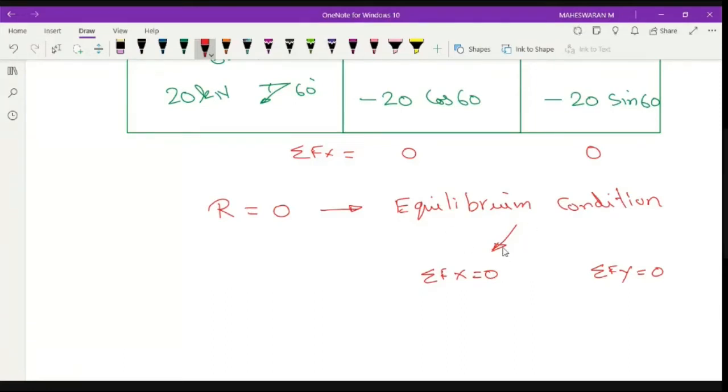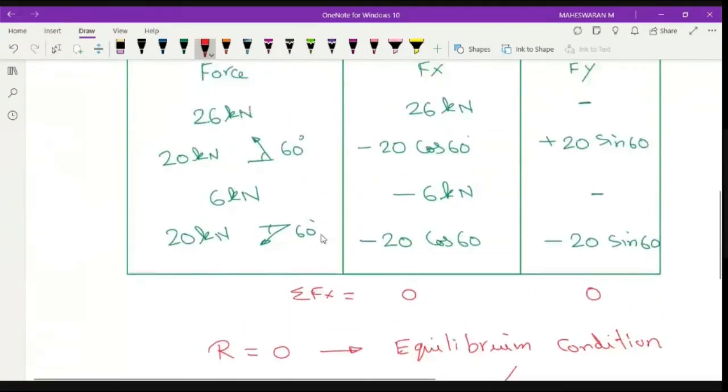What do you mean by equilibrium? Equilibrium is something which is at resting state, right? Your object is at resting state. That one we call an equilibrium condition, right? Anyway, we will discuss this briefly later after we complete one more problem. So hope you can understand this, right? We'll proceed with the next one.